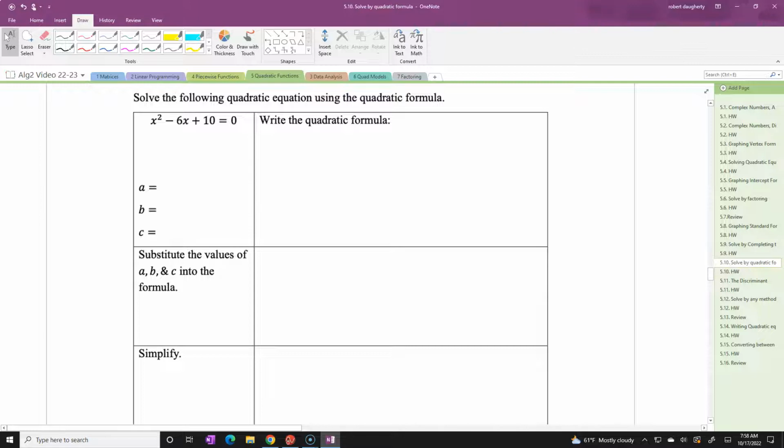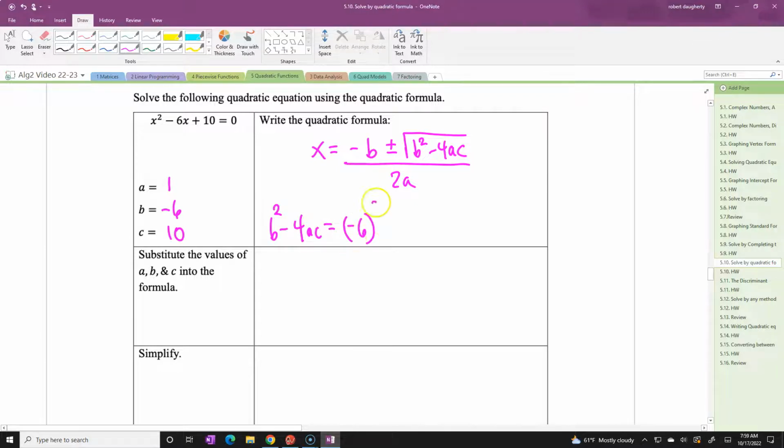Solve the following equation using the quadratic formula. I'm already set equal to 0. A is 1, b is negative 6, c is 10. So the quadratic formula, x is equal to negative b plus or minus the square root of b squared minus 4ac over 2a. So b squared minus 4ac is negative 6 squared minus 4 times 1 times 10.